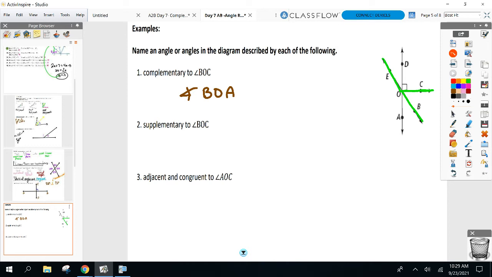How do I name that angle? COE. Put them together. You see the straight line? We sure? Everyone else see the straight line? COE.